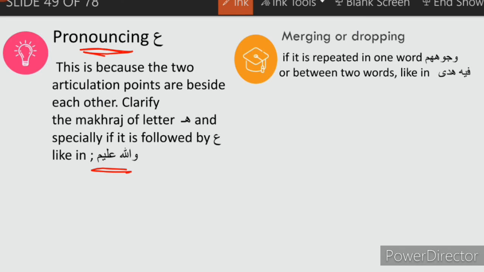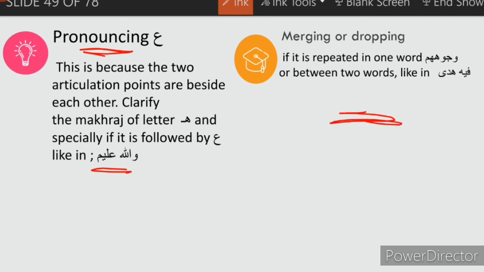And the mistake that may happen is Wallahu ali, where's the ha? Where's the ayn? We have to make this clear and that clear. Wallahu alimun, like this. And this is from the mistakes of the letter ha.